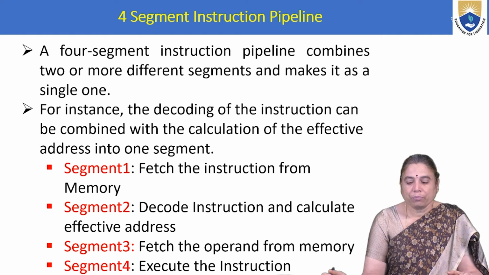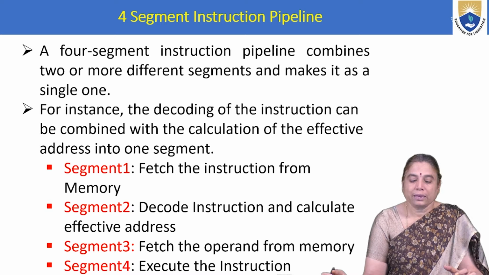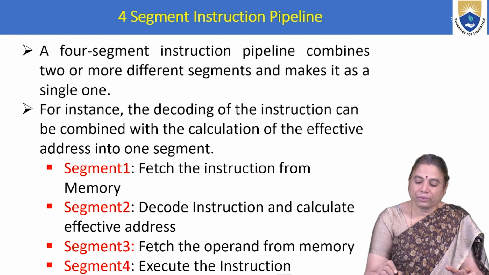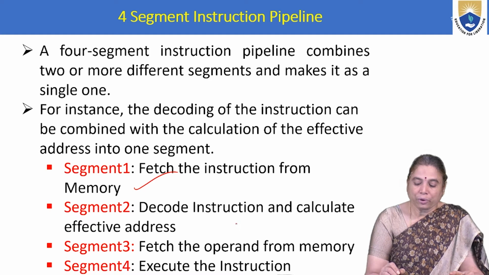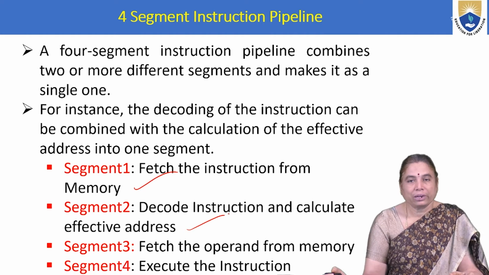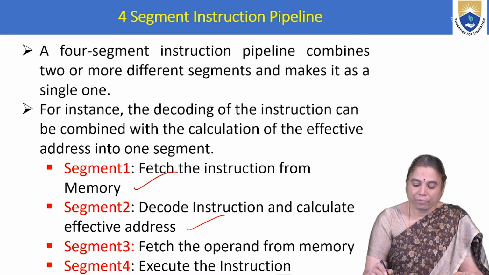What is the 4-segment instruction pipeline? A 4-segment instruction pipeline combines 2 or more different steps and makes them a single one. So here, segment 1 in the 4-segment instruction pipeline is fetch the instruction from memory. The second segment is decode the instruction and calculate the effective address. And the third step is fetch the operand from memory, execute the instruction.